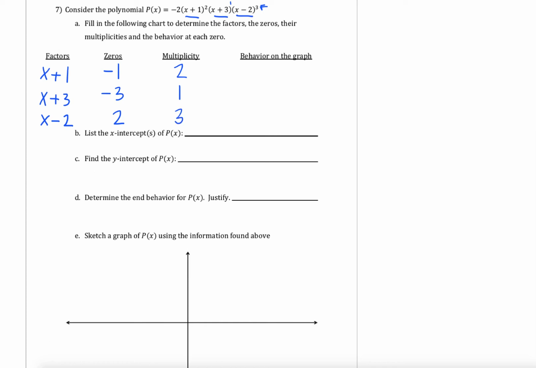Now to determine the behavior, that depends on if the multiplicity is even or odd. Why don't you guys pause the video and determine the behavior at each one of these zeros. So for our first 0 here of -1, since I have a multiplicity of 2, which is even, that tells me that I'm going to bounce on the graph at that x-intercept. For -3, the multiplicity is 1, which is an odd number, which means we're going to cross then. For the 0 of +2, my multiplicity is 3, which is also an odd number, so I'm also going to cross at that point then.